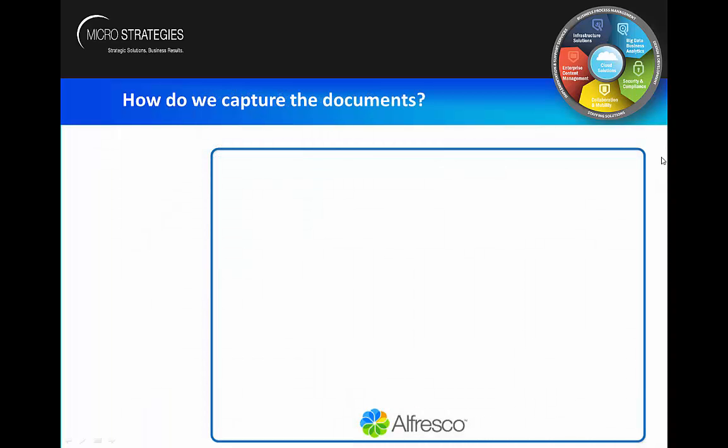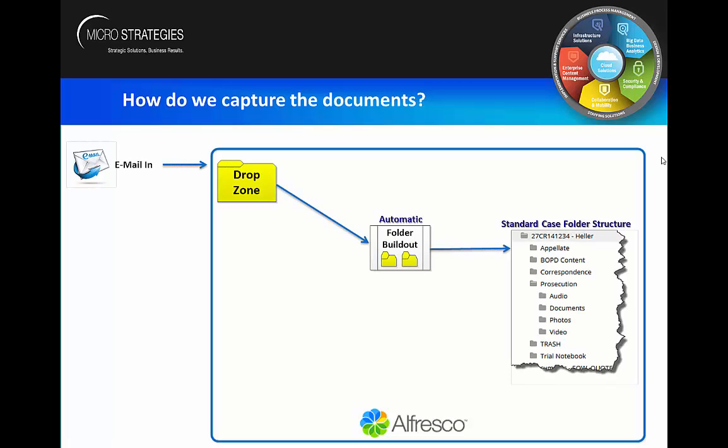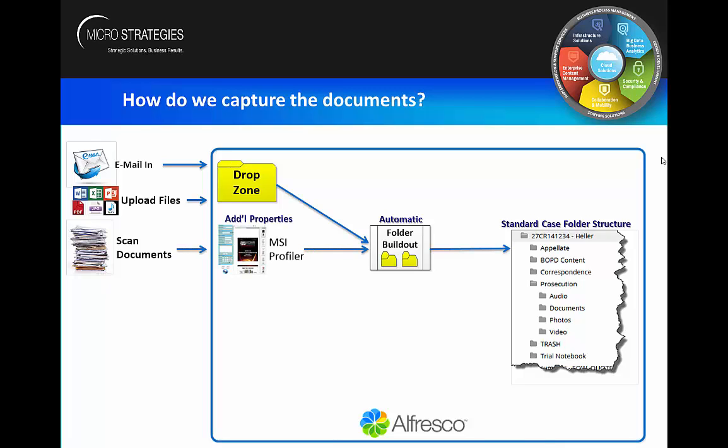How do we capture the documents? Well, this can be as easy as emailing the documents directly into the repository. You could also turn around and upload documents. So the idea here is upload documents in bulk. You can scan documents, paper documents, if you will. Once they're scanned, they can go directly into the repository. And if you want, you can add additional information to those documents, properties, via the MSI profiler.